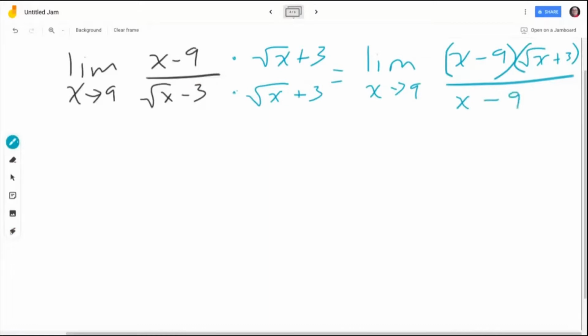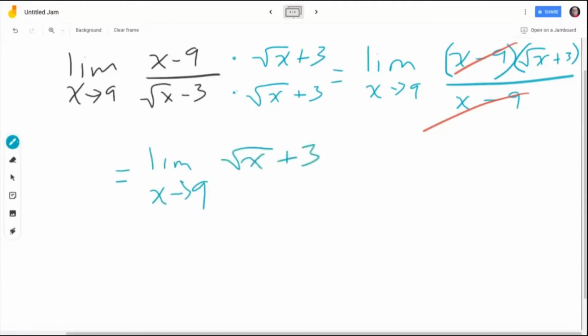And now you may see, oh, that's why we didn't multiply the numerator. Look at that. x minus 9 here, x minus 9 here. That is what we're looking for. If we don't have that, we get problems. But since we do have it, I can reduce the top and bottom by x minus 9. And so what I am left with is the limit as x approaches 9 of, now it's just the square root of x plus 3.